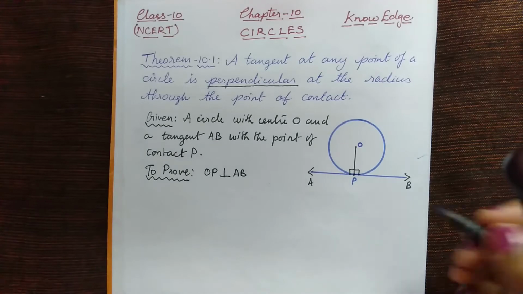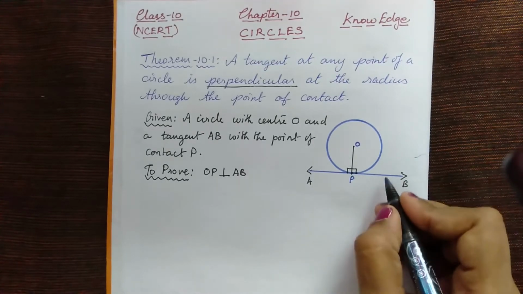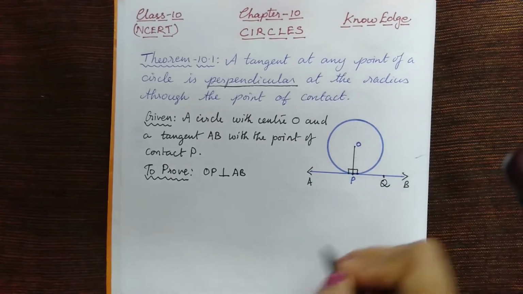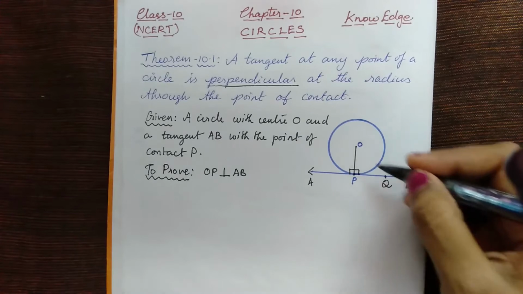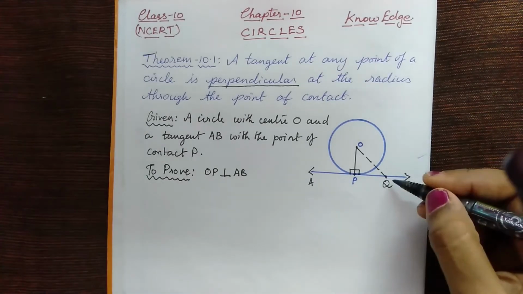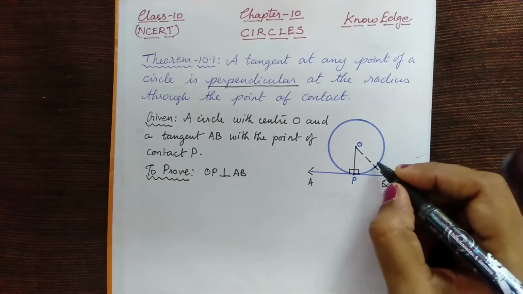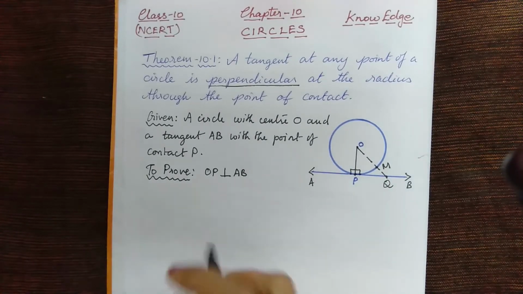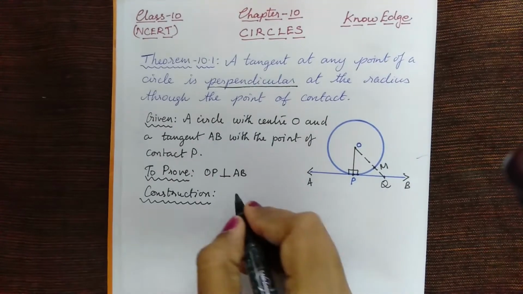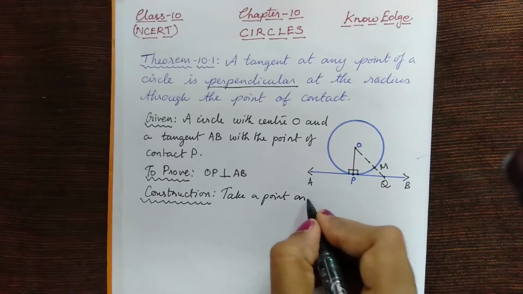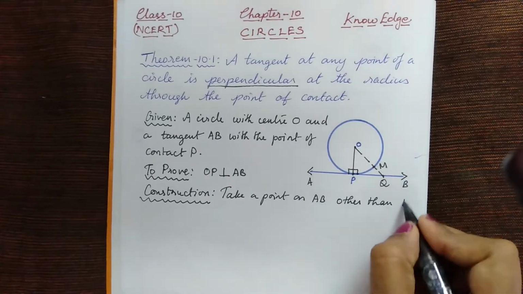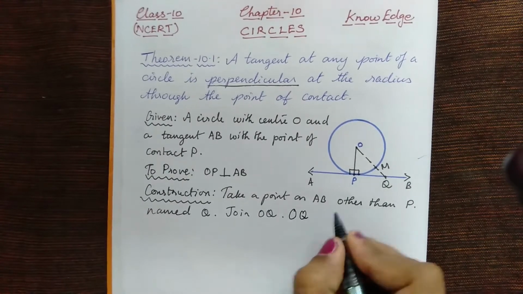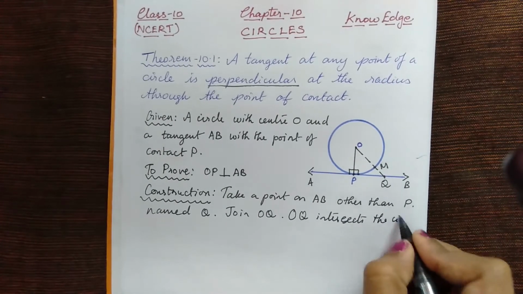Now we have to prove this using a small construction. For that we have to take one point on AB which is other than P. So let's take a point here, say for example Q. Now we will be joining OQ with dotted lines. We have joined OQ now and the point where the line intersects the circle will be called N. So we are going to write this construction here. Take a point on AB other than P named Q. Join OQ. Now OQ intersects the circle at N.